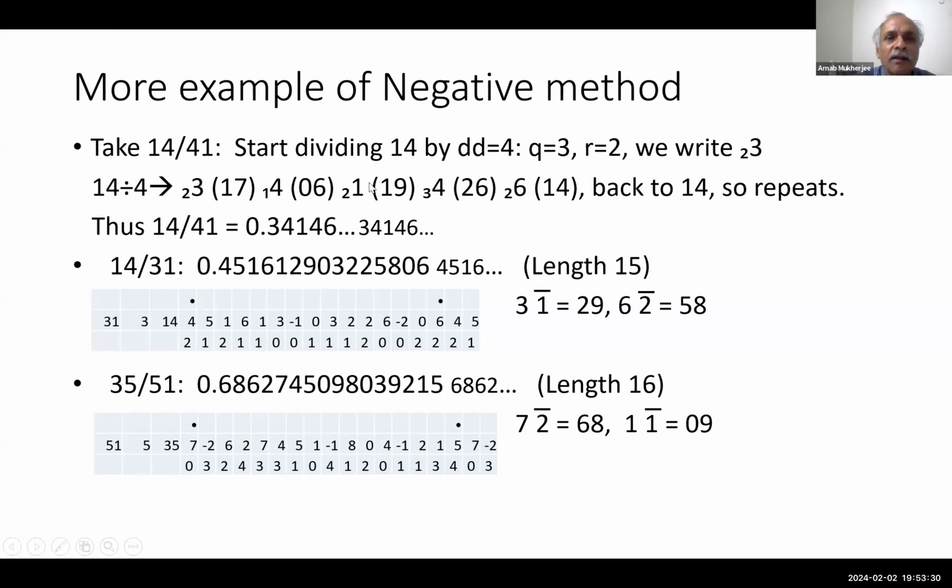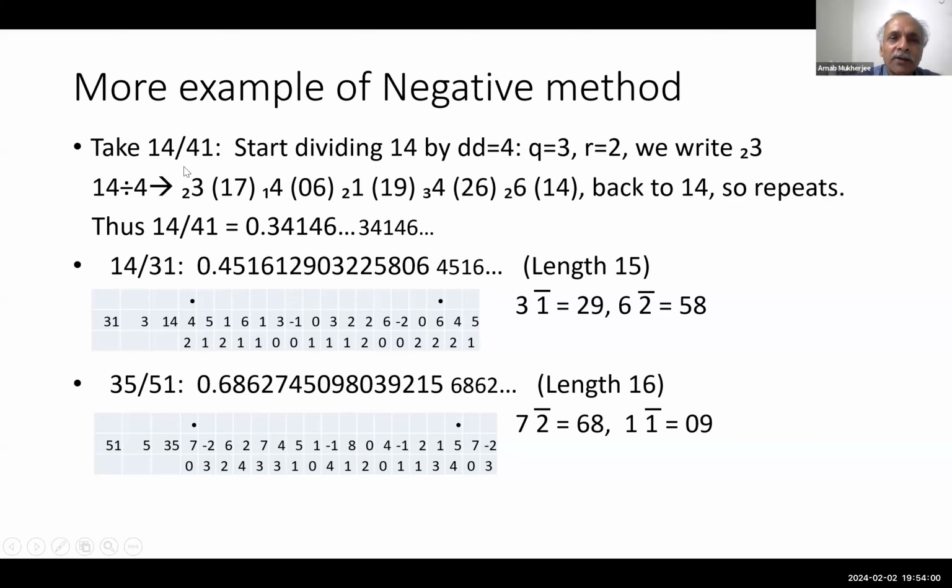19 again. 4 quotient and 3 remainder. 30 minus 4 is 26. This 26 I will divide by 4. 6 quotient, 2 remainder. 26 has remainder 2, so 20 minus 6 is 14, as if 6 is vinculum. So it comes back to 14.